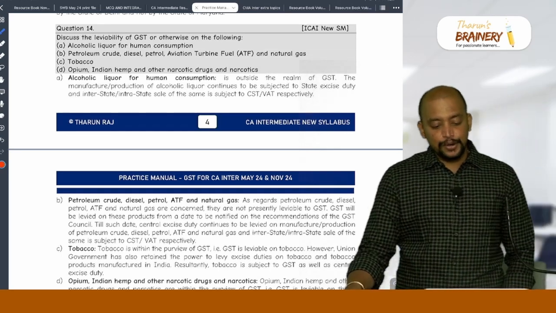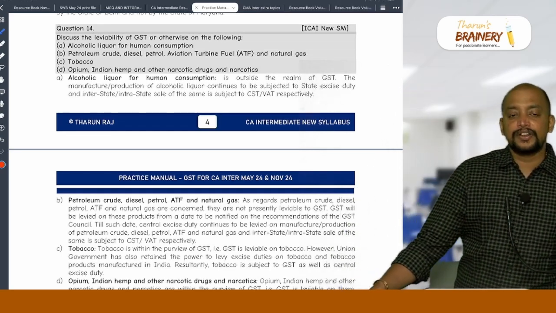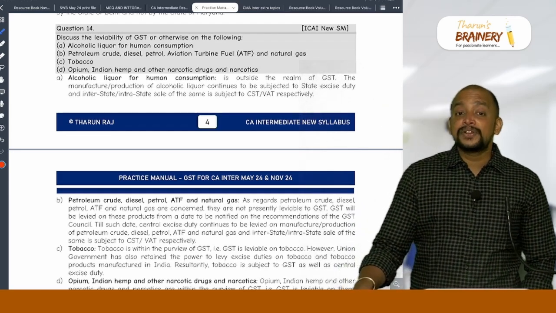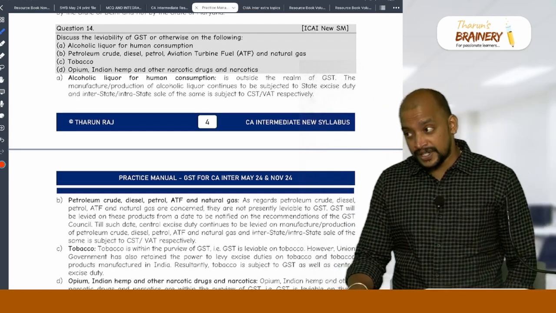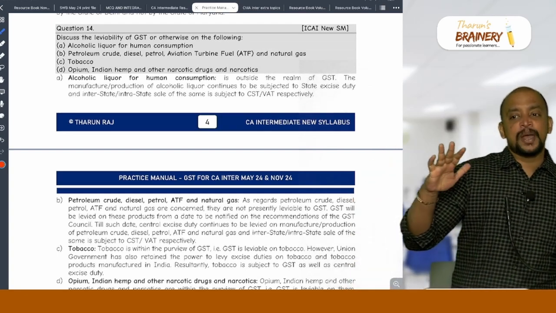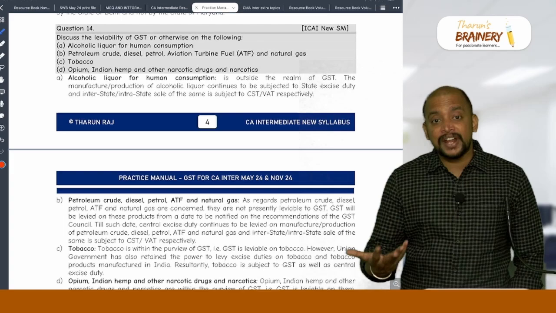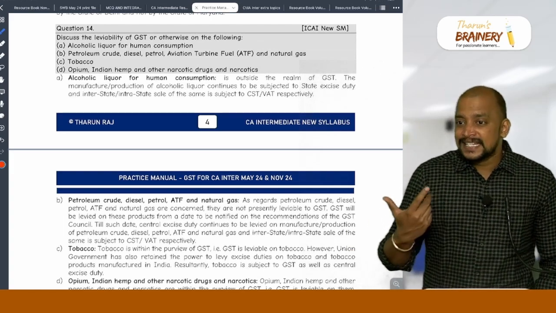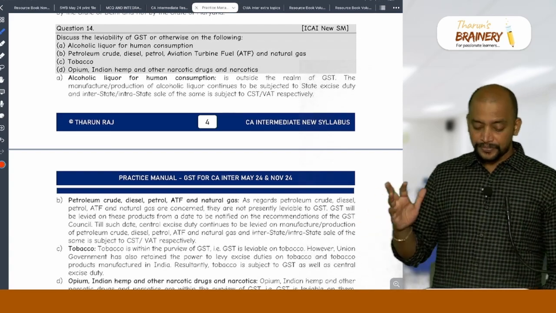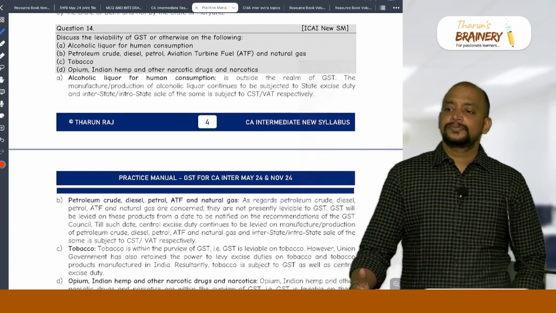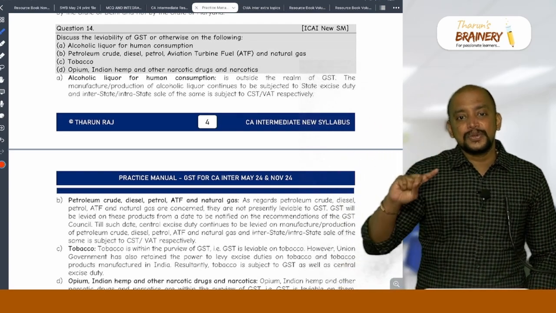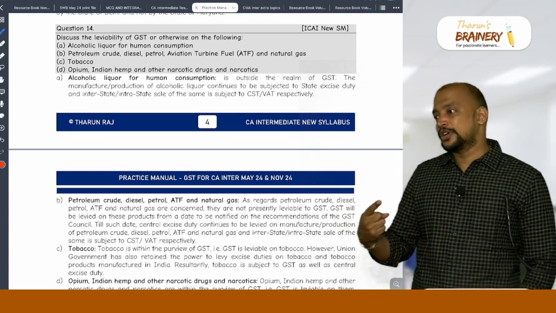Then next, petroleum crude, diesel, petrol, aviation turbine fuel and natural gas. Not applicable. It is temporarily excluded from the ambit of GST. As and when the GST Council decides, it will come into the ambit of GST. Until that point of time, on manufacture we need to pay central excise duty, on sale we need to pay either CST or VAT. Next, tobacco. GST is applicable. Also, central excise duty is applicable on manufacture of tobacco.